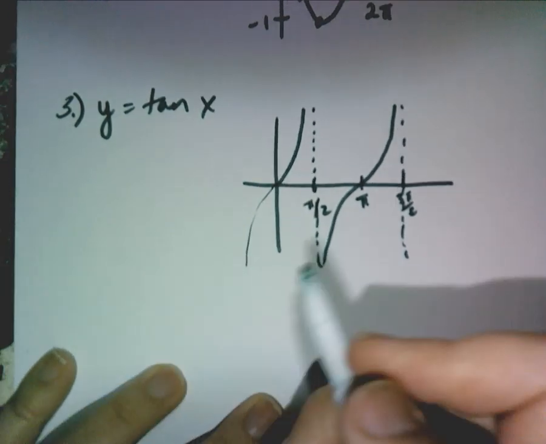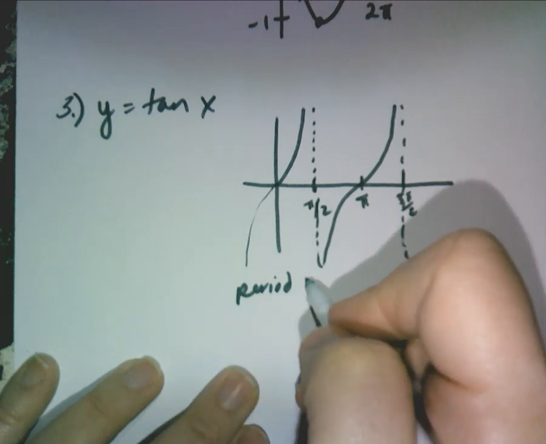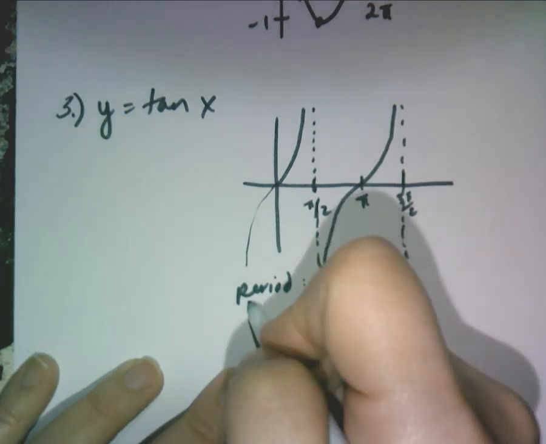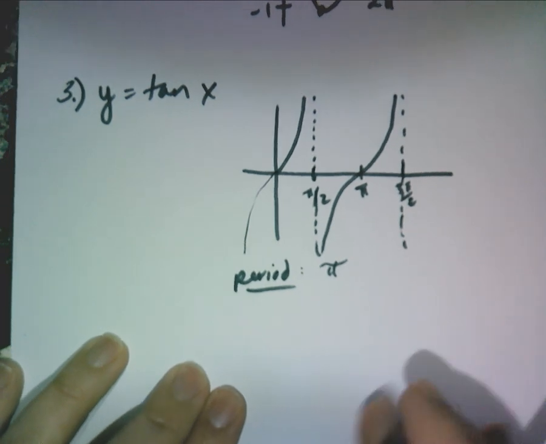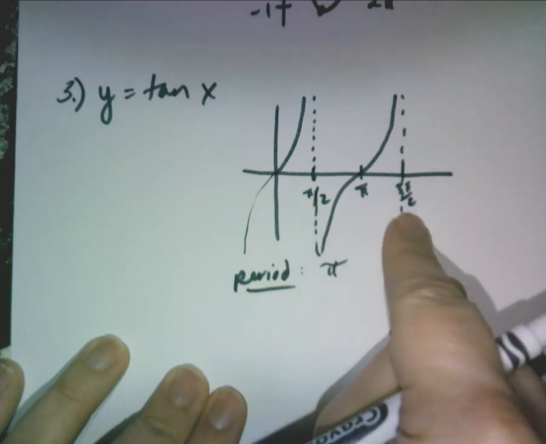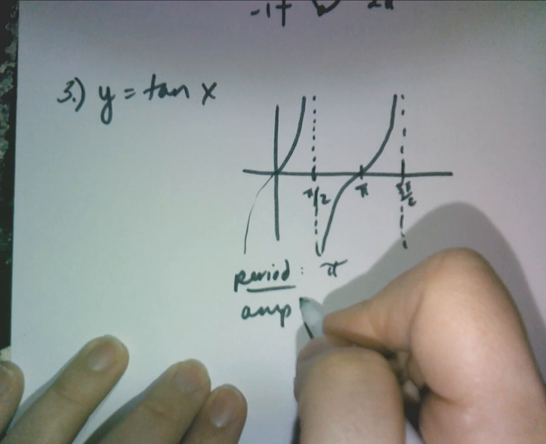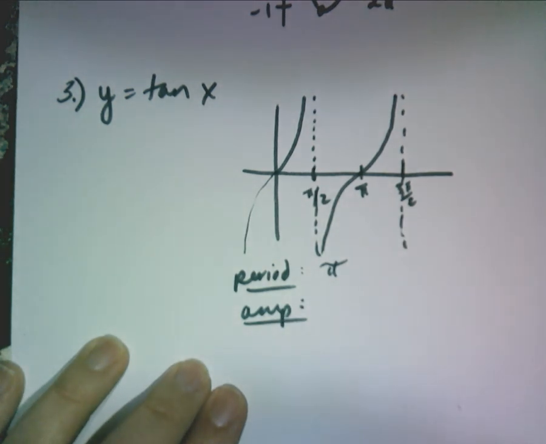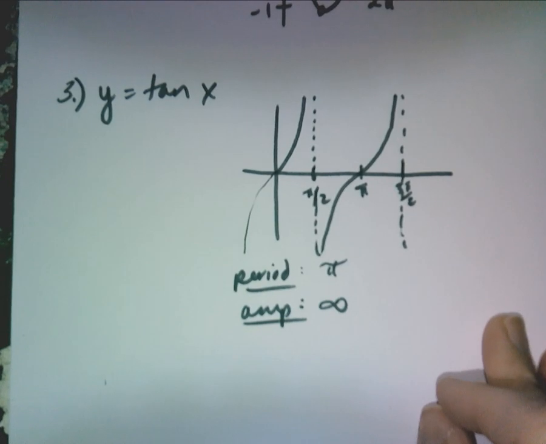But this is different in the sense that its period is not 2 pi. One cycle of tan is actually pi. The period for tan is pi. It has one complete cycle of pi, and you can see from pi over 2 to 3 pi over 2. Then amplitude, how tall is this going? Infinity. Some people will say none, but it's infinite.